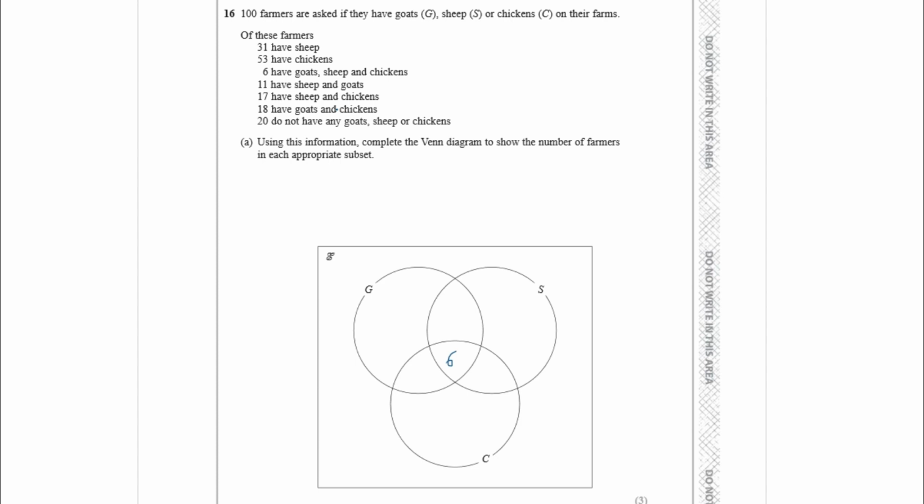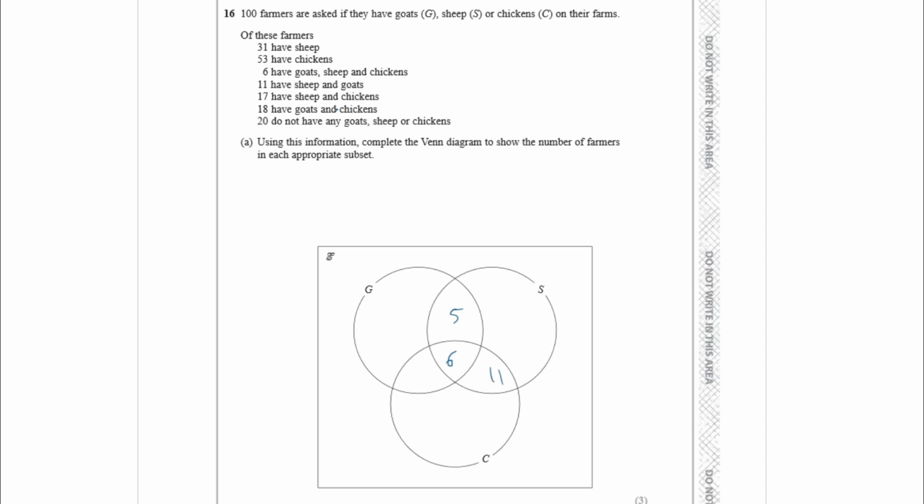11 have sheep and goats. So this is this first oval here. So sheep and goats add up to 11, which means that since we know that 6 is in the middle, this should be a 5 here. So 5 and 6 is going to add up to 11. 17 have sheep and chickens. So sheep and chickens is going to be the 2 circles on the right. And if it's 17, 6 plus 11 is 17.